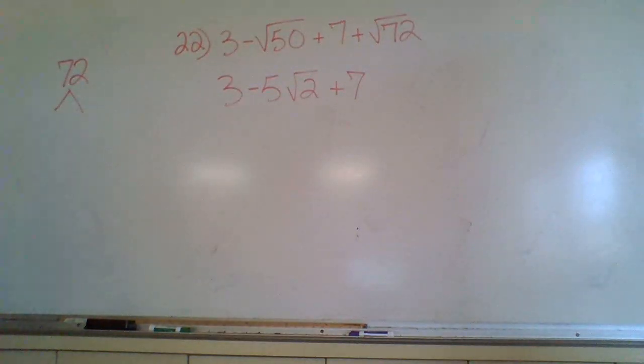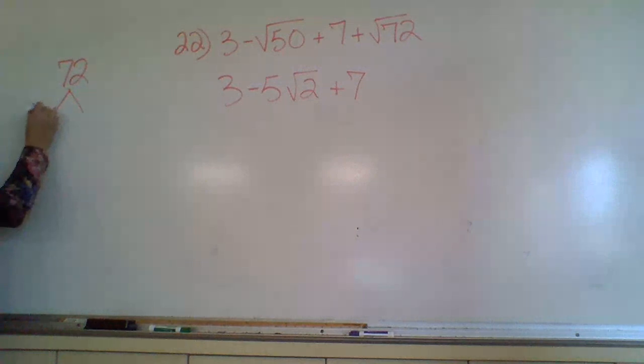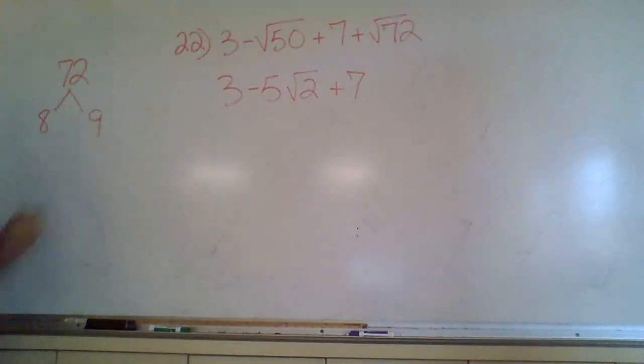All right? Let's do the same thing with 72. So 72 is 2 times 36, or 8 times 9. I'm going to do 8 times 9. Neither are prime, so you have to keep going. 8 is 4 times 2, and 4 is 2 times 2.